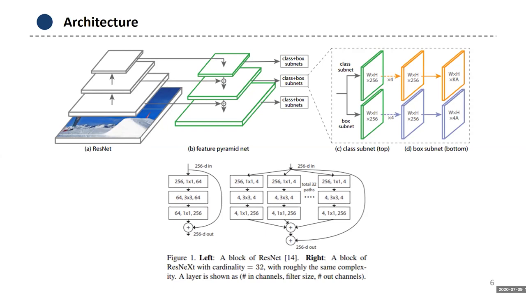We found that ResNeXt combines the Inception module and ResNet with group convolution, and it can improve classification accuracy without any computation resource increment. So here, concretely, we choose the ResNeXt-101 64 by 4 dimensions as the backbone.